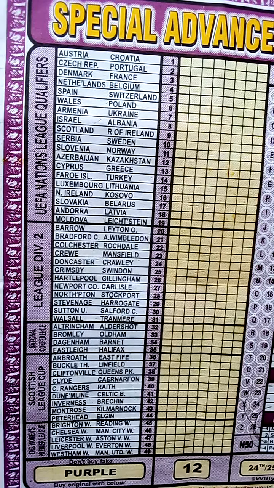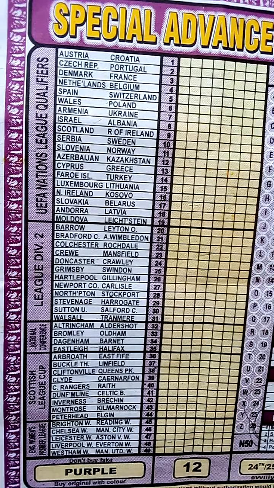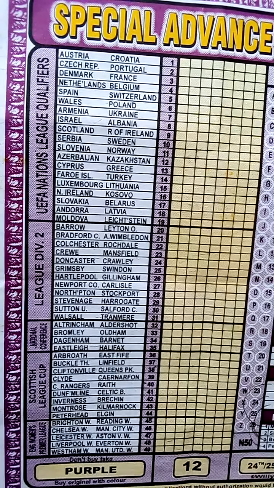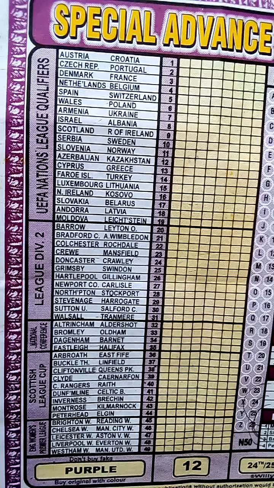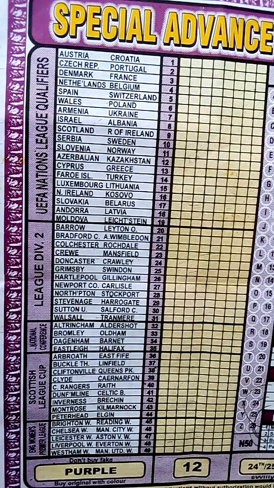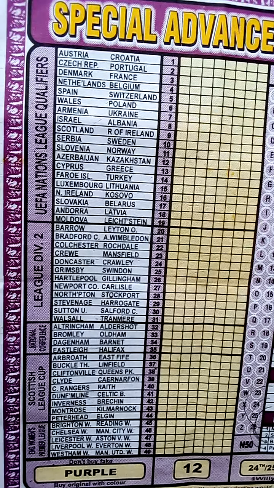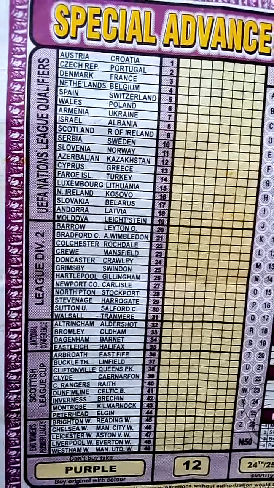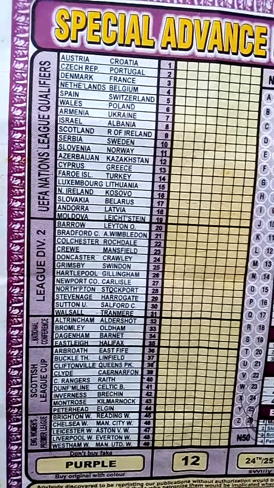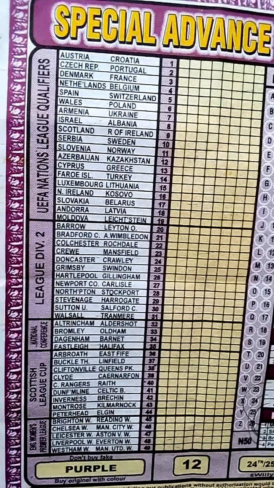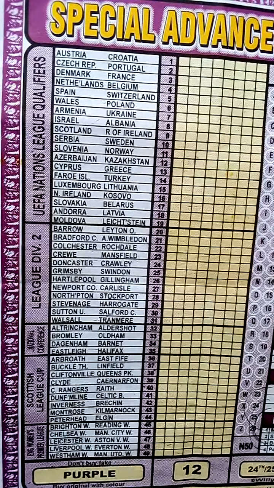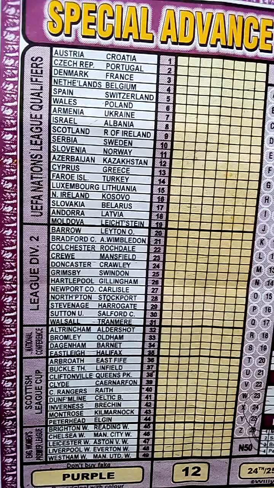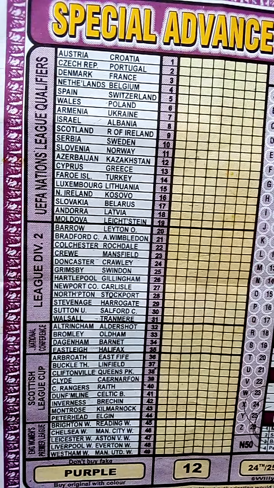This is the week 12 presentation for matches to be played on the 24th and 25th of September 2022. It's a purple coupon week, and we're looking at the special advance fixture for this particular presentation, and this is the paper preview video, which will bring to you the preview of the three major journals which we use on this channel: the Post Telegraph, the special advance fixture, and the Right On Football fixture. Those are the three major journals we use.